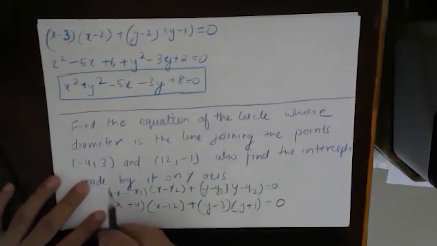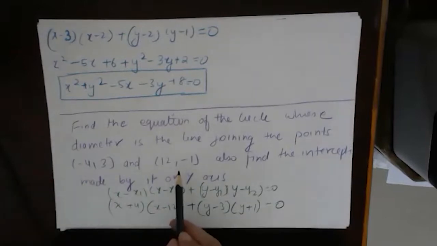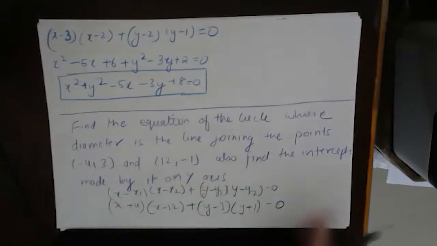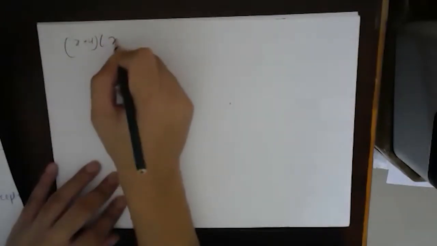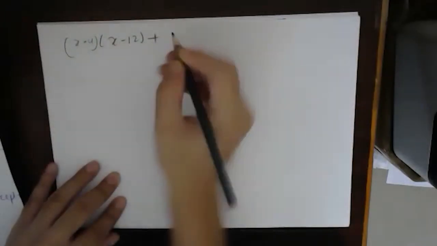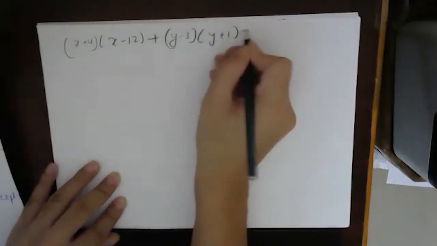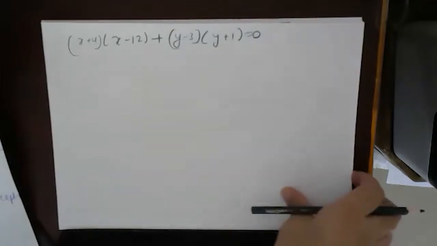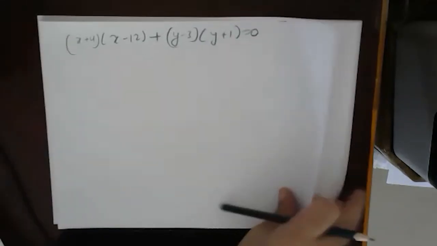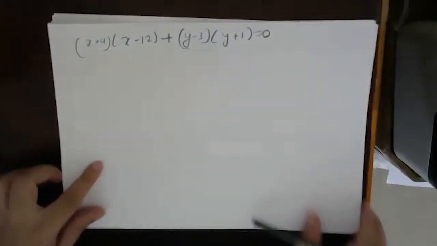Okay, and the extremes of the diameter are already given. Now they are asking you to find the intercepts also. So I'll write it once again. This is (x plus 4)(x minus 12) plus (y minus 3)(y plus 1) equal to 0. So this will be the equation of the circle using the given information, using the extreme points of the diameter.